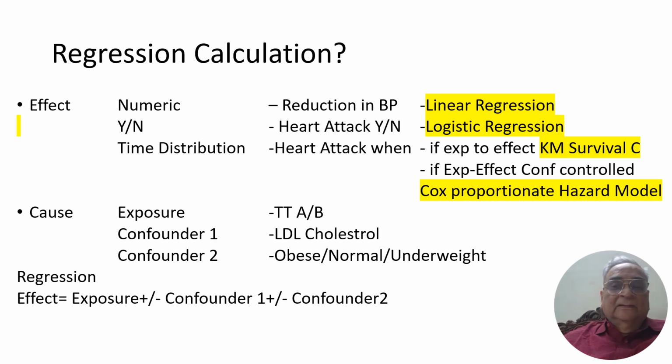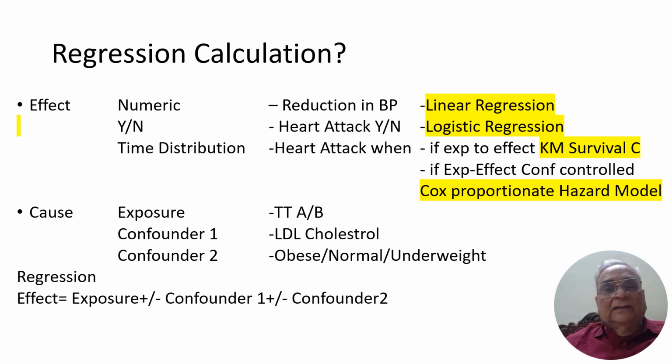Now this question is about the regression. What is the regression calculation? I would advise the person who has asked it to see the YouTube 2 or 3 or 4 times till he understands it. But in short, the regression is trying to correlate the cause to effect, keeping the confounders constant. So effect is on the left side of the model, exposure plus minus confounder 1 plus minus confounder 2. So here the relation would come between exposure and effect, keeping confounder 1 and confounder 2 constant.